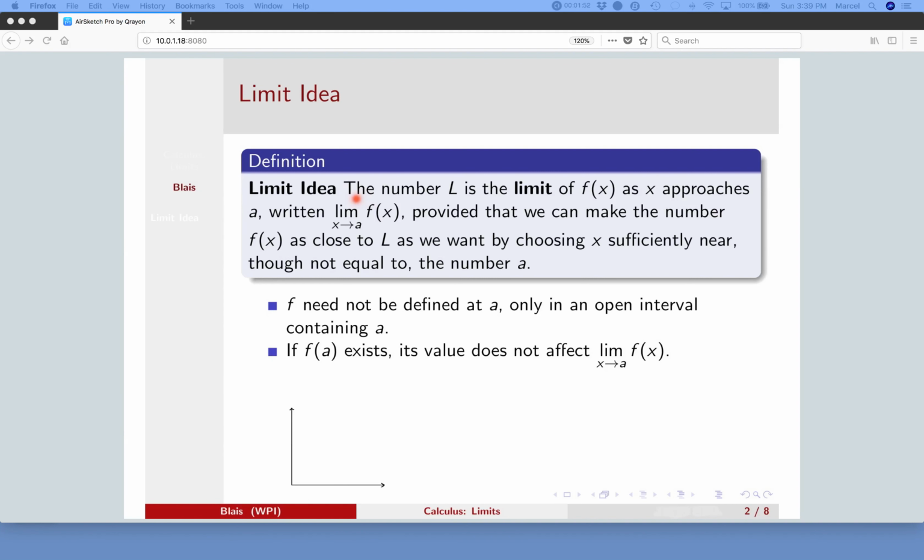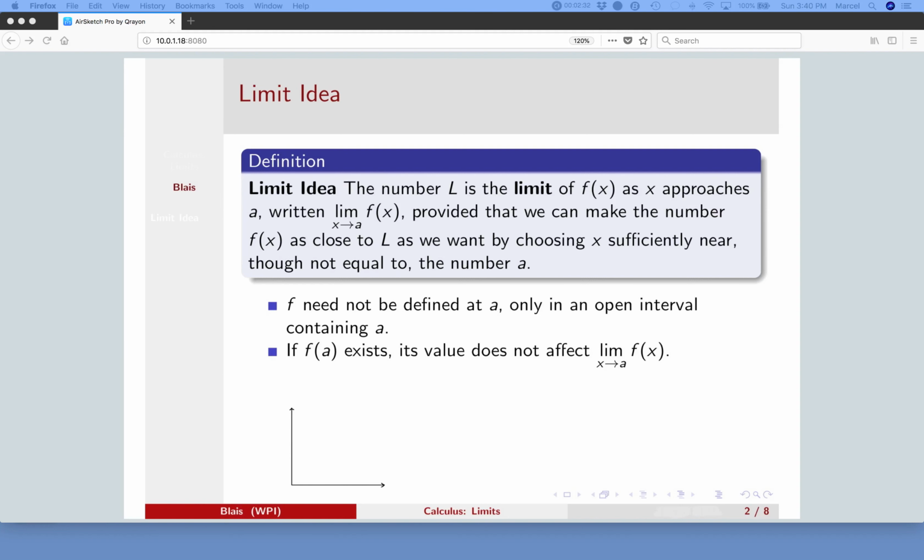So, the number L is the limit of f of x as x approaches a. A can be any finite number. We'll also later allow it to include positive or negative infinity. And we write it in this form: limit as x approaches a of f of x. That limit is equal to L if we can make the number f of x as close to L as we choose simply by choosing x sufficiently close to, but not equal to, the number a.